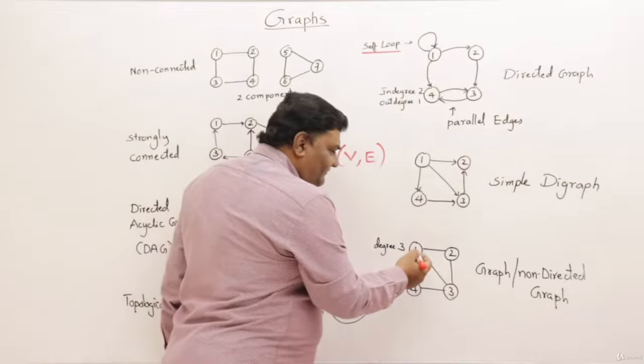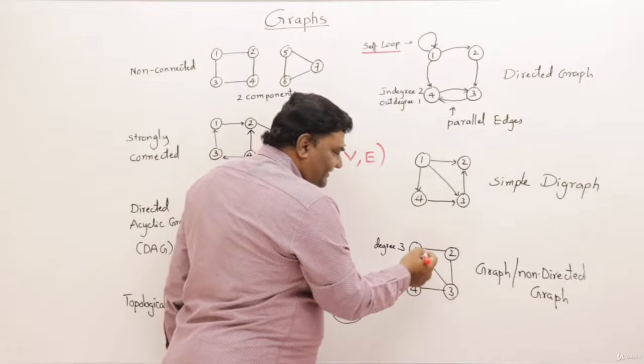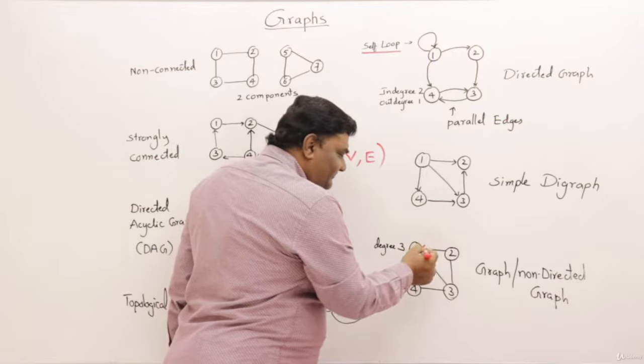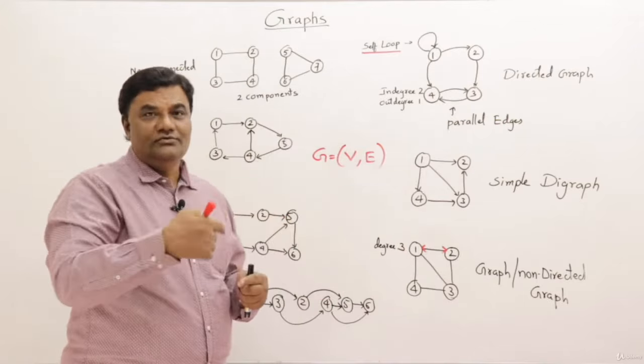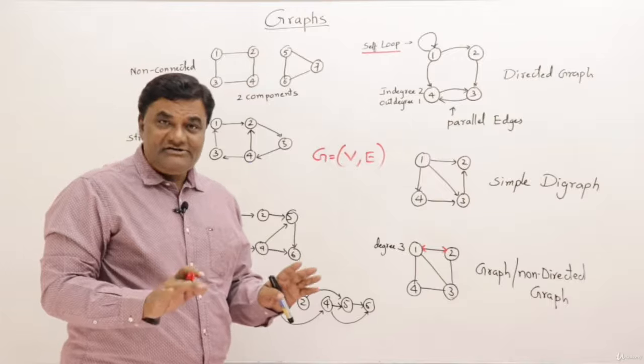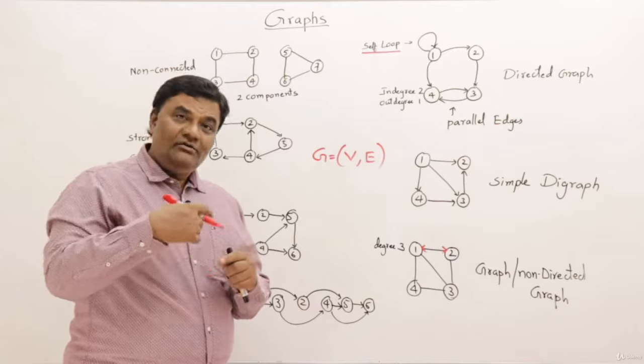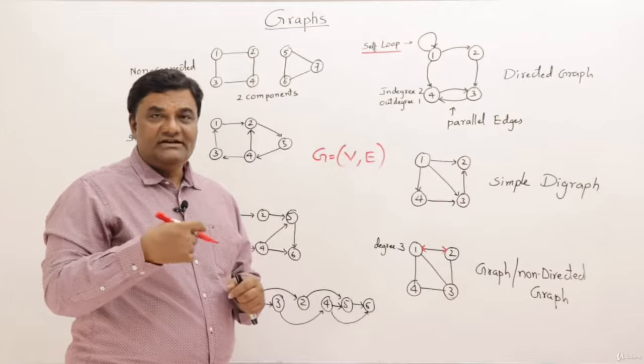And if there is an edge from vertex 1 to 2, for example, then it is taken as in both directions. So it is assumed as from 1 to 2 and also 2 to 1. But it is not a parallel edge, it's a non-directed edge. So it is counted either way, 1 to 2 as well as 2 to 1.